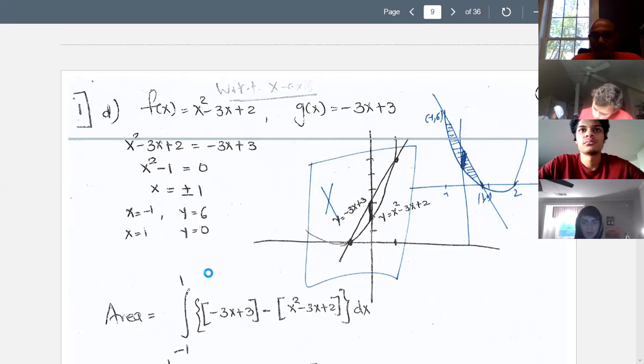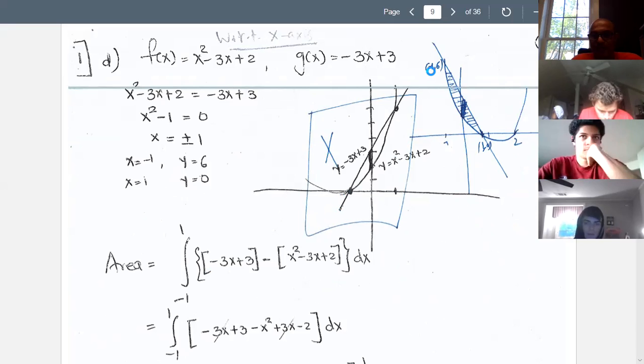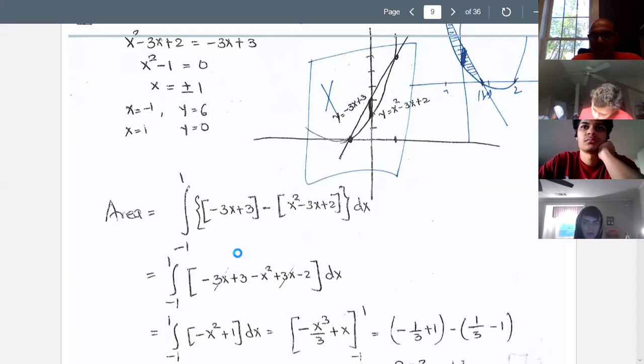And then after, I would like to take my limit, because we are taking the vertical strip, meaning integration with respect to x. So we are running from x equal to negative 1 to positive 1. Top function is the straight line, negative 3x plus 3, minus bottom function is the parabola, x squared minus 3x plus 2. And just open the bracket, cancel the common things.